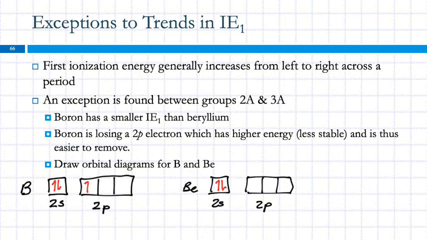When I'm removing an electron, I'm removing a valence electron, and these are main group elements, so it's reverse order of filling, right? So the one I'm removing, I'm removing this one from beryllium, and I'm removing this one from boron. The 2p sublevel is a little higher in energy than the 2s. So taking an electron out of the 2p doesn't cost quite as much as taking it out of the 2s. Does that make sense?